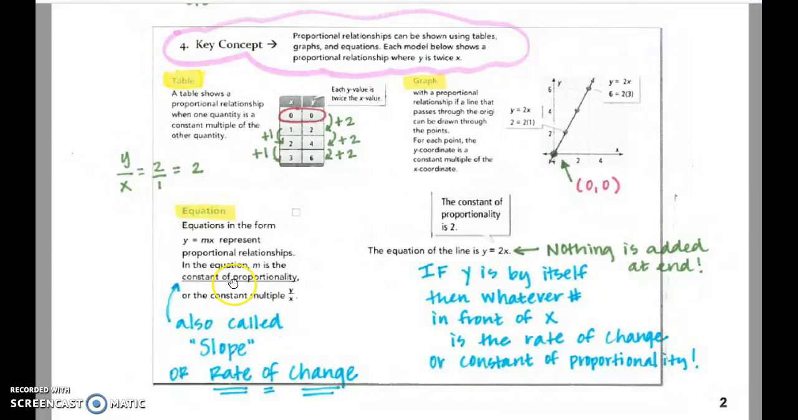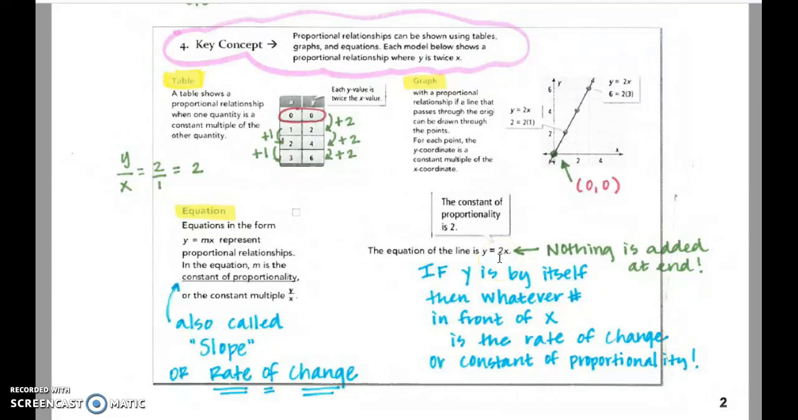And the equation, y equals mx, is actually how we're going to talk about our proportional relationships, where m, whatever's in front of the x right there, is what's called the slope, or the rate of change, or the constant of proportionality. It's your change in y over your change in x. If y is by itself, then whatever number is in front of the x on the other side is the rate of change. So for instance, y by itself equals something times x. That number in front of x is your slope.